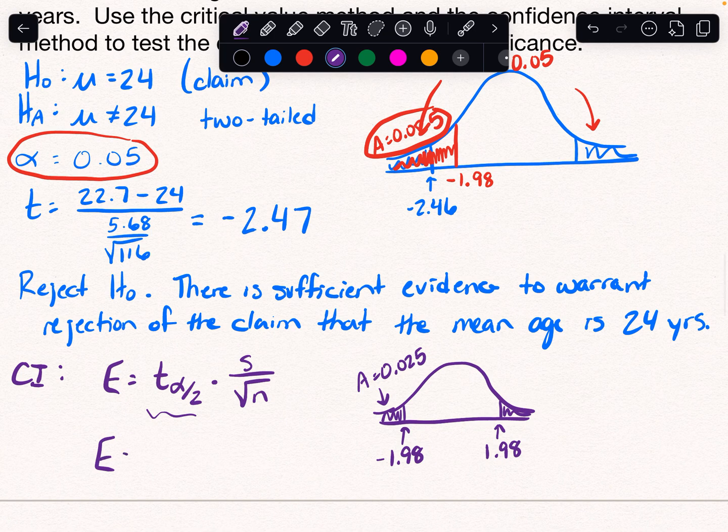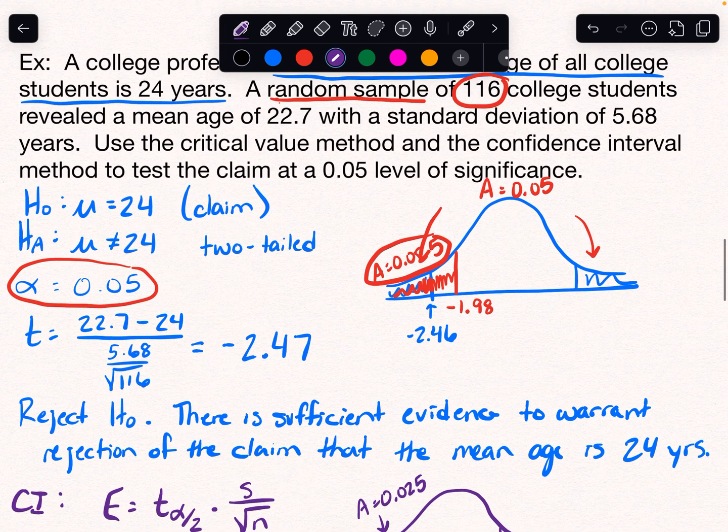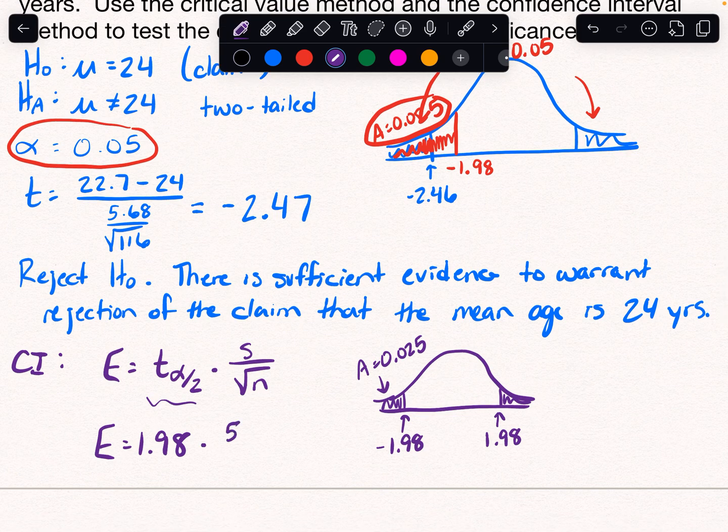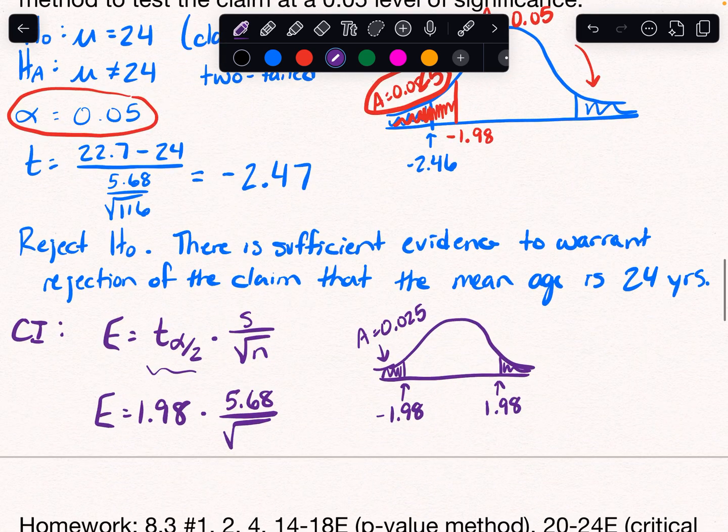So E equals 1.98 for our critical value times the standard deviation of 5.68 divided by the square root of the sample size of 116. Okay, let me type this in. I got a margin of error of 1.044, I'll say.